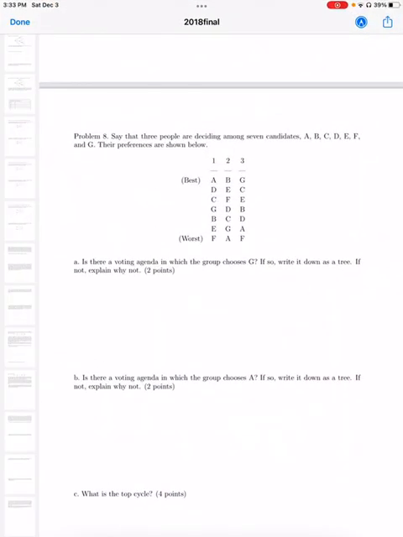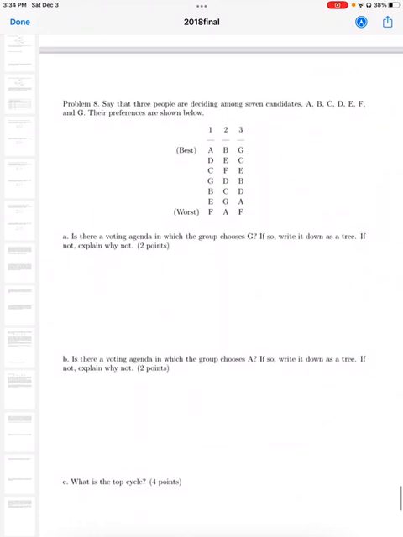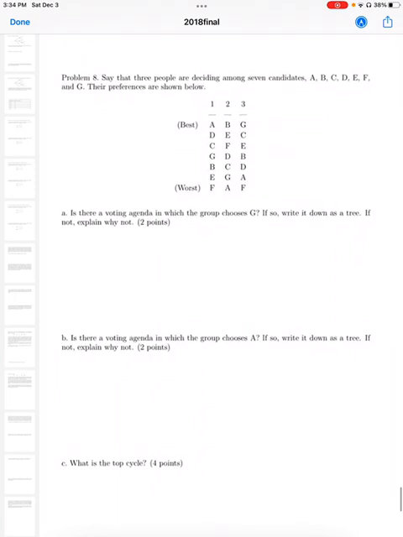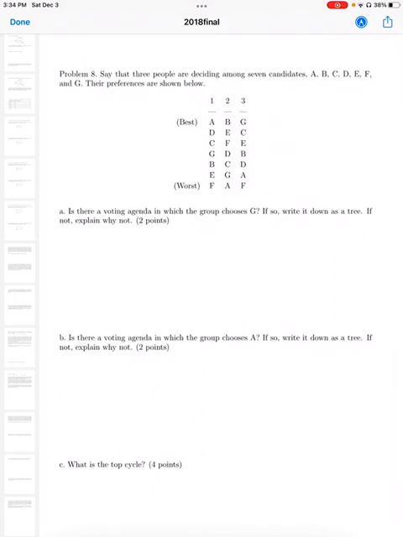Okay, I'll be going over problem 8 from the 2018 final. Say that 3 people are deciding among 7 candidates, A, B, C, D, E, F, and G. Their preferences are shown below.